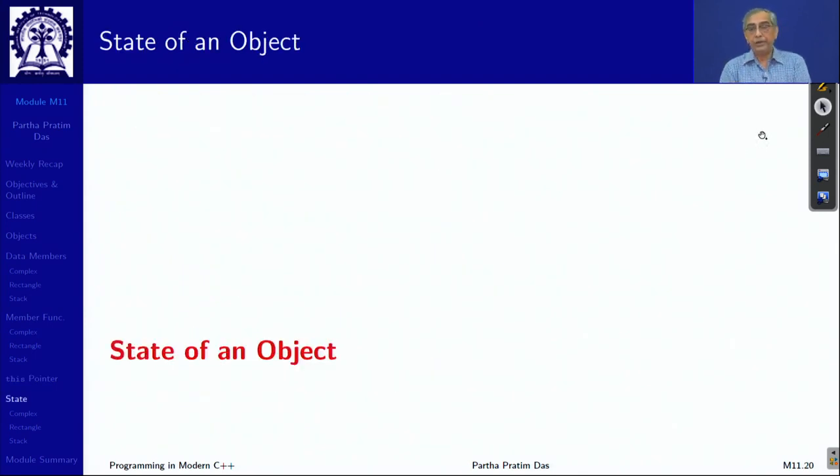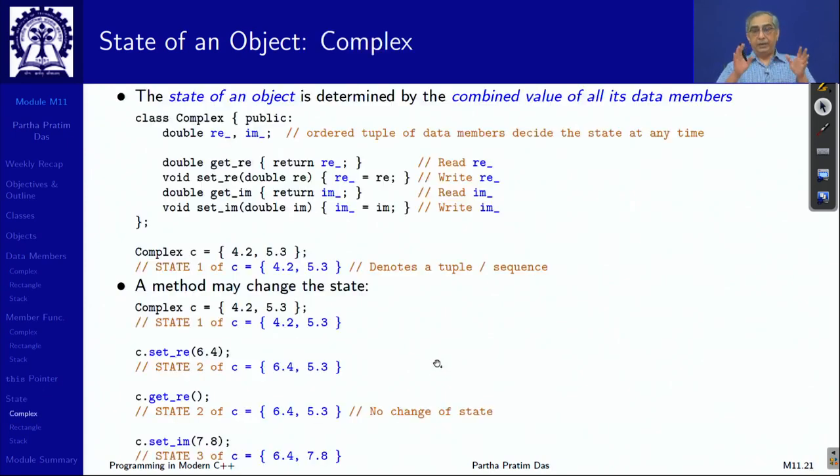Now, before I close, let me just tell you what is the state of an object. The state of an object is the collection of values of all its data members. All data members will have some value, and they can keep on changing. If the value changes, the object gets a different state.